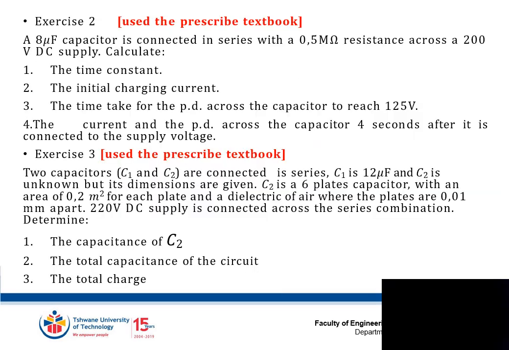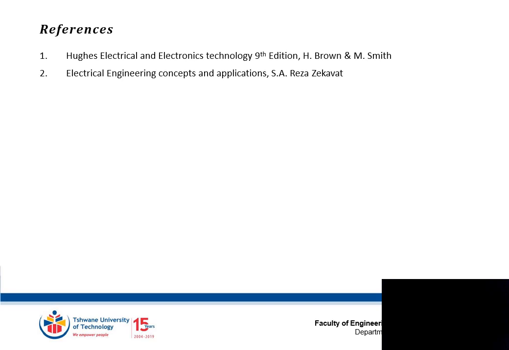Okay, exercise 2, just read the 3 questions here. We use the formulas that we explained before: time constant, the charging voltage formula, the charging current, discharging current formula, and the discharging voltage formula. And then also the formula to calculate the capacitance of a capacitor. We did explain that as well. Okay, these are the references that we used.